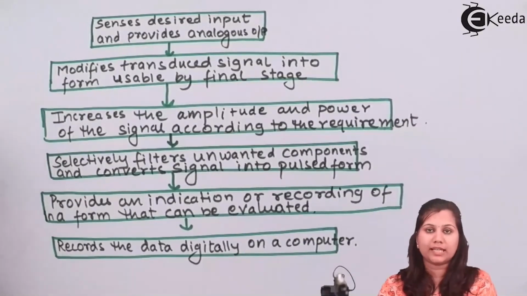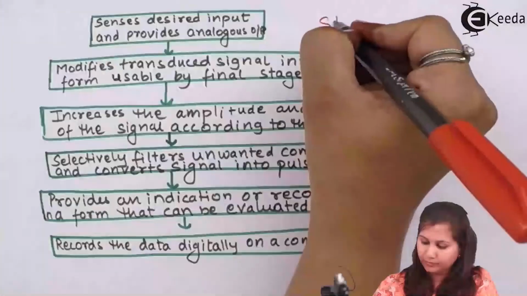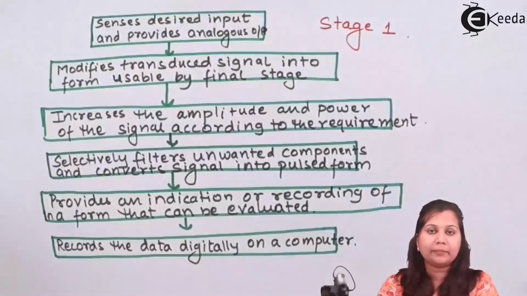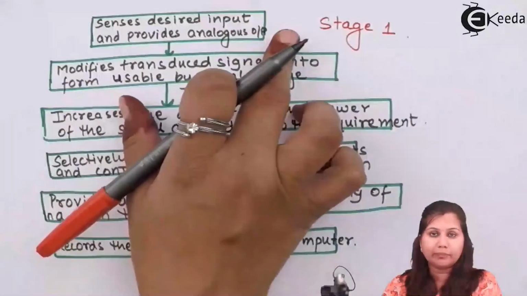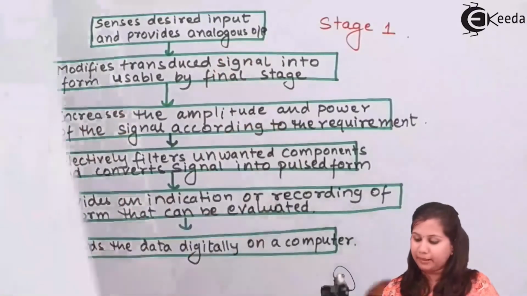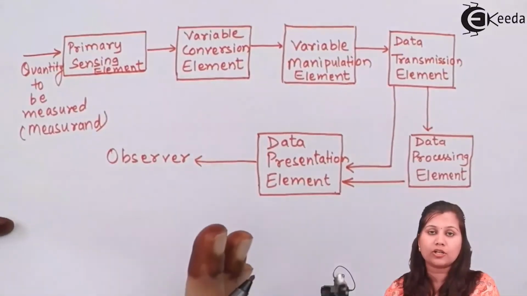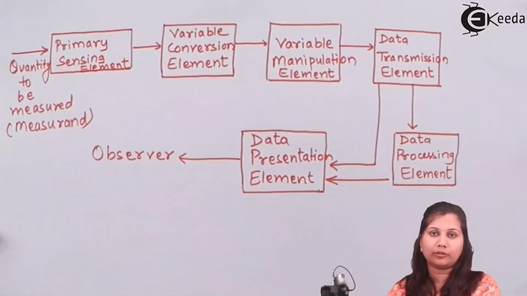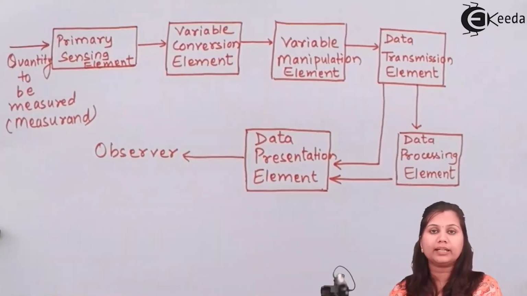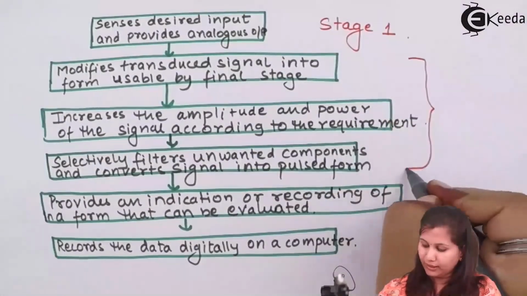So these are the different stages of the measurement system. In the first stage, what the primary sensing element does is sense the desired input and provide the analogous output. That is done by the first element, the primary sensing element, stage 1, which is the detector transducer stage. The detector is going to detect the unknown quantity and the transducer is going to convert it into an analogous output or an electrical output.